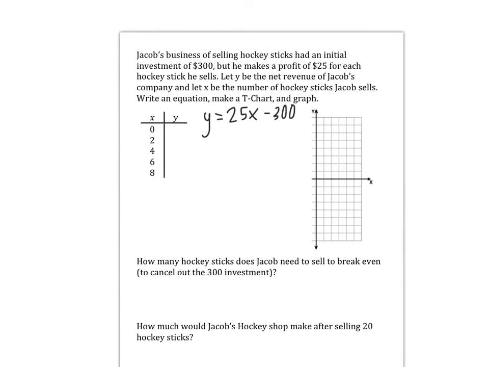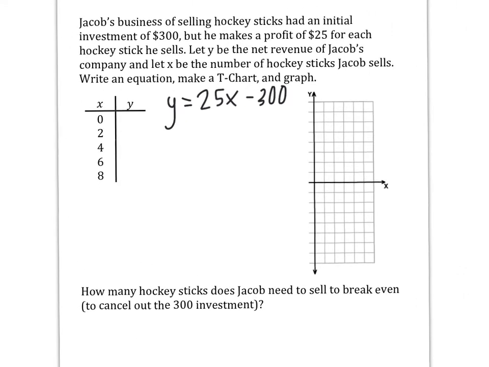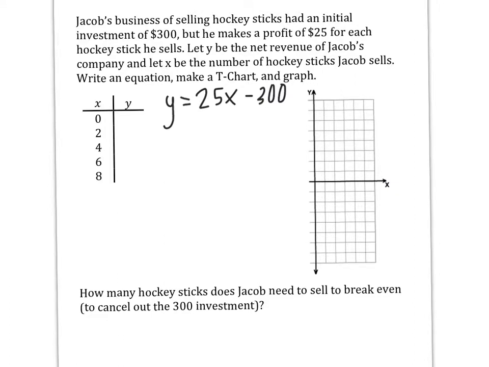There we go. So if I plug in 0, I get Y equals 25 times 0 minus 300. So 25 times 0 is 0, minus 300 is negative 300. And that makes sense. If he doesn't sell any hockey sticks, he's out $300, and that's what he initially paid to start his business. So now if I plug in 2, 25 times 2 is 50. 50 minus 300 is negative 250.